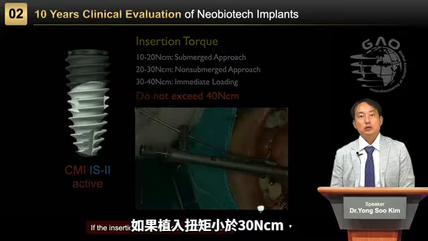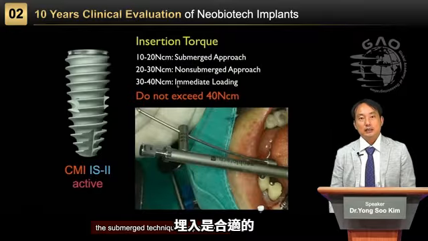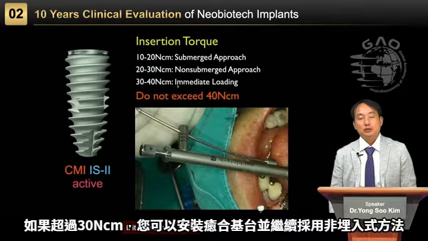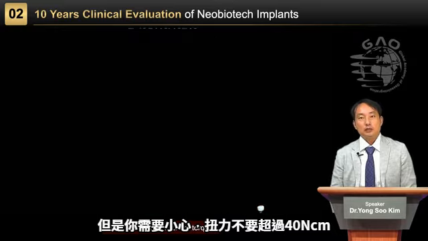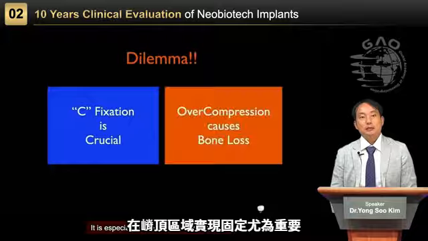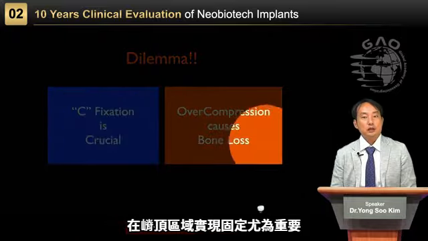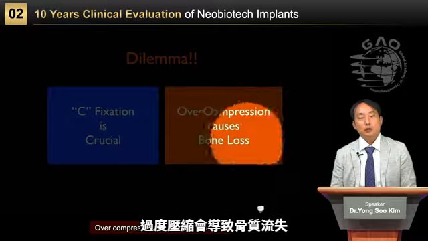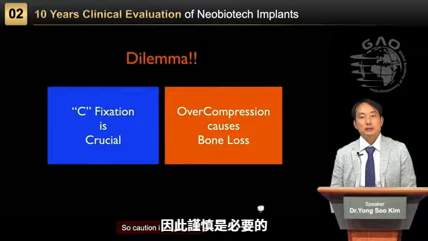If the insertion torque is less than 30 Newton-centimeters, the submerged technique is appropriate. If it is above 30 Newton-centimeters, you can attach a healing abutment and proceed with the non-submerged approach. However, you need to be careful not to exceed 40 Newton-centimeters of torque. It is especially important to achieve fixation in the crestal area. Overcompression can lead to bone loss, so caution is necessary.